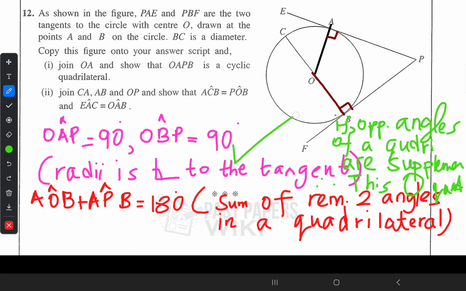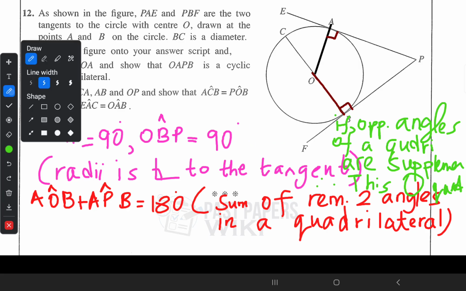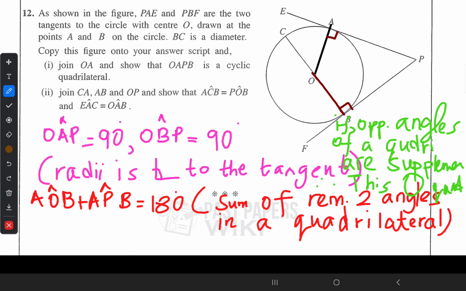To write this you will get 1 mark. To write this you will get, for here, 2 marks, 1 mark, 1 mark. Totally, to show this you will get 3 marks. No, 3 plus 1, 4 marks. Totally 4 marks to show this one as a cyclic quadrilateral. Not a difficult one, a very easy basic theorem.